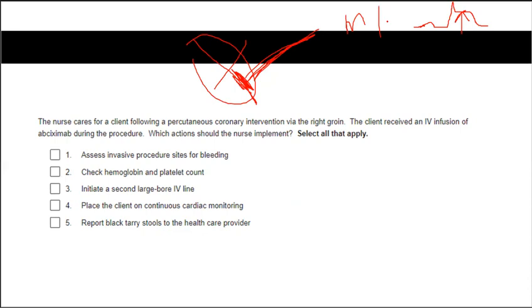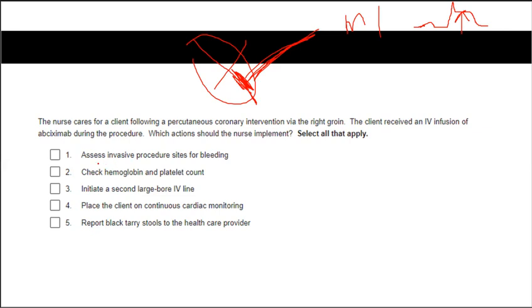The client received an IV infusion of abciximab during the procedure. Which action should the nurse implement? Select all that apply. Again, abciximab is a glycoprotein 2B3A receptor inhibitor. It also includes eptifibatide and tirofiban, and they are used as platelet inhibitors to prevent the occlusion of treated coronary arteries during a percutaneous coronary intervention, and they also prevent acute ischemic complications. Again, we said they can cause serious bleeding, so we need to closely monitor the client for any bleeding, especially at the groin puncture sites after the percutaneous coronary intervention.